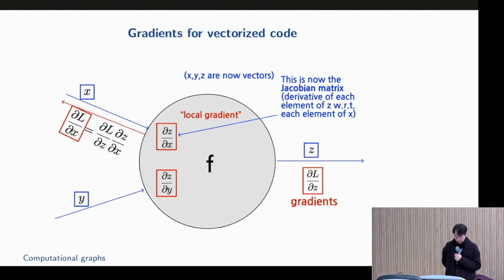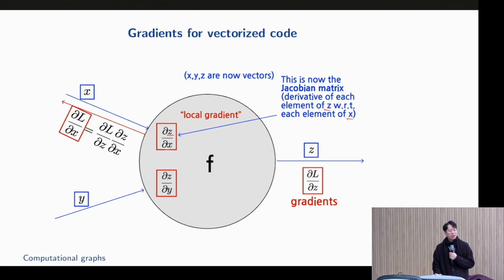Typically, our computation nodes are not going to deal with scalars. They deal with vectors and matrices. In this case, the local gradients are going to be the gradient of the output vector with respect to the input vector, which is a Jacobian matrix. The meaning is the derivative of each element of Z with respect to each element of X.